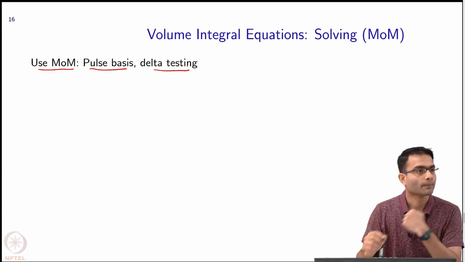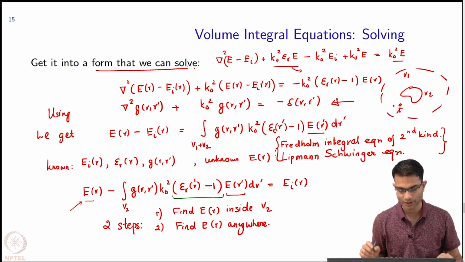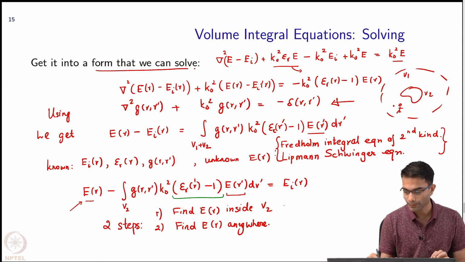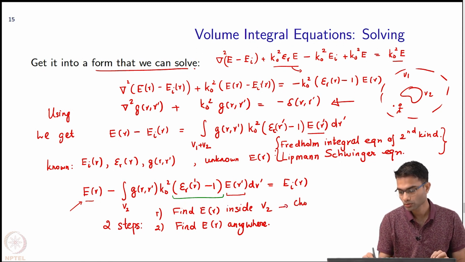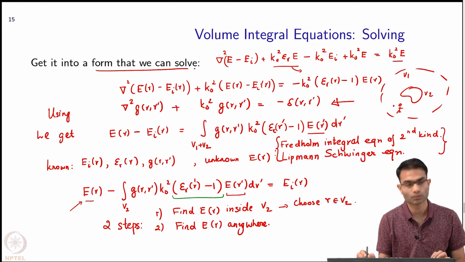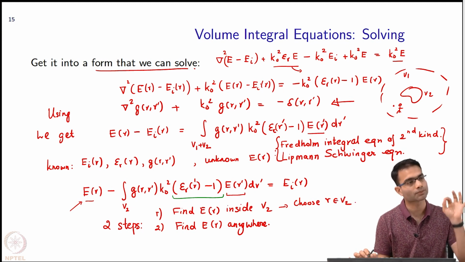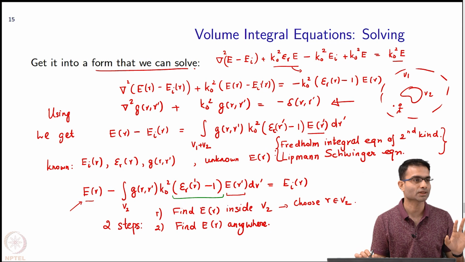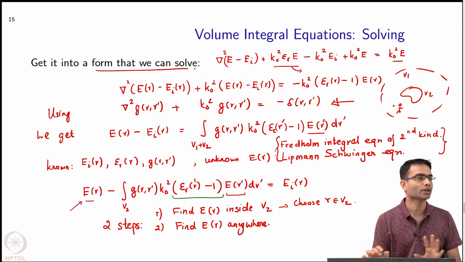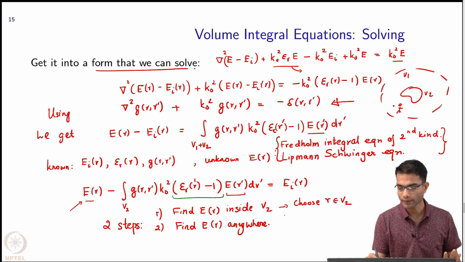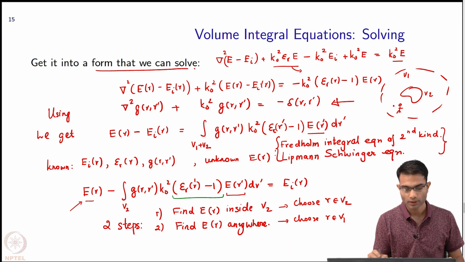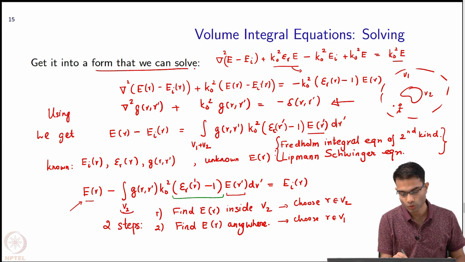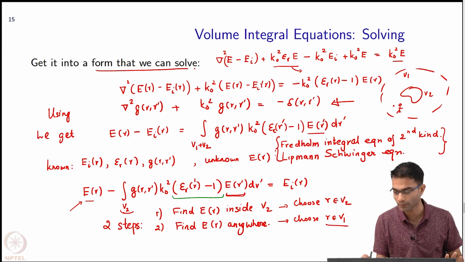Okay, so let's look at it a little bit systematically. In the first step, I will choose R belonging to V2. In this equation, I will substitute R belonging to V2, various points, and solve it, which we will discuss how to solve. At the end of it, I know ER completely inside V2. Now, when I choose R belonging to V1, you see the domain of integration remains V2 over here. So, I still need ER inside V2, even though I am putting R belonging to V1.